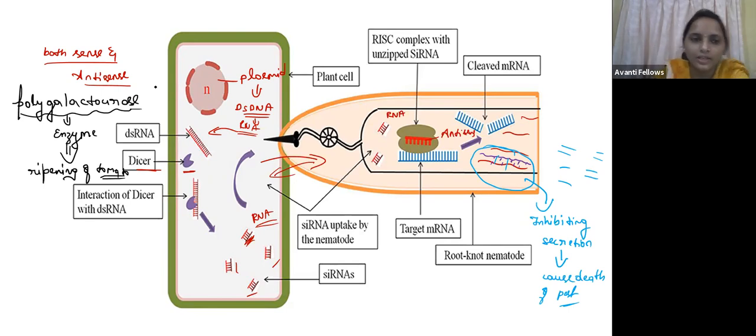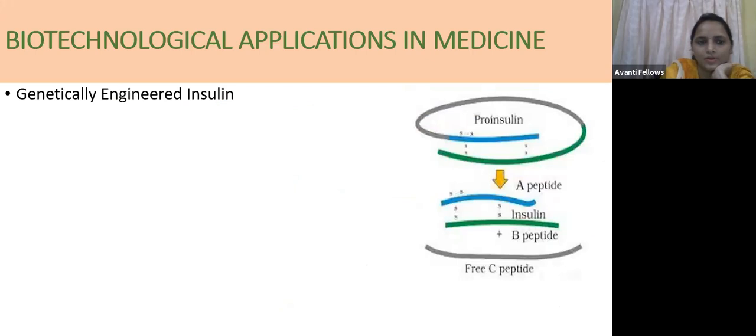What is the function of this polygalacturonase? If you take the tomato, it has an outer covering, right? So the polygalacturonase enzyme is going to cleave this outer covering. That is the function of this enzyme. So when this enzyme is inhibited, it is not possible for it to cleave that and ripen the fruit. That is the main function in biotechnology, where we used RNA interference for the polygalacturonase enzyme. Okay, guys.